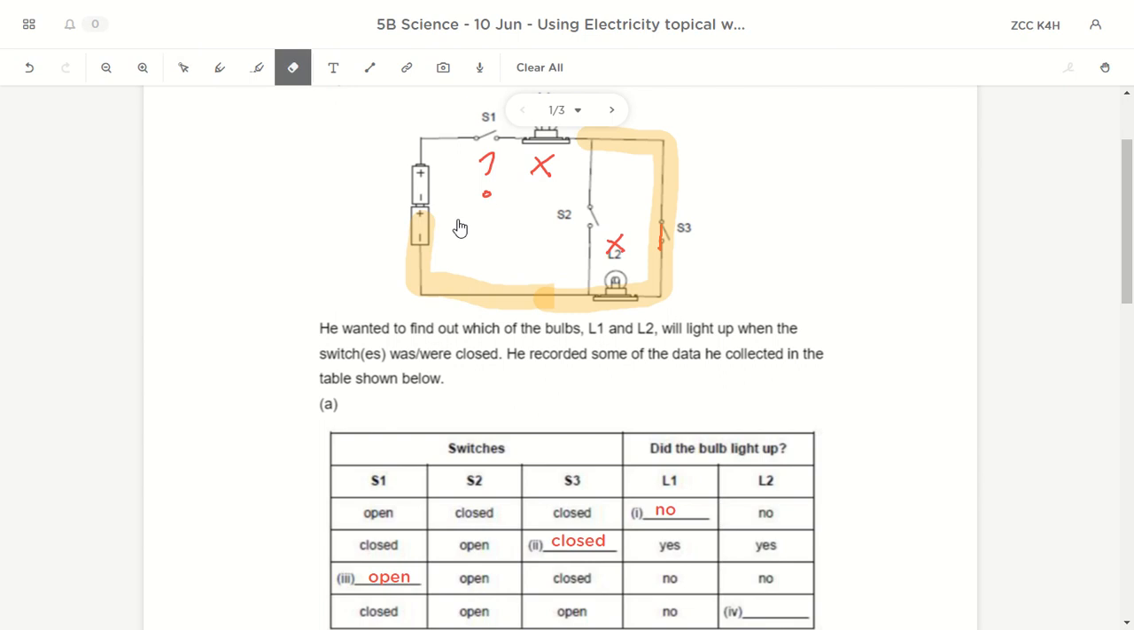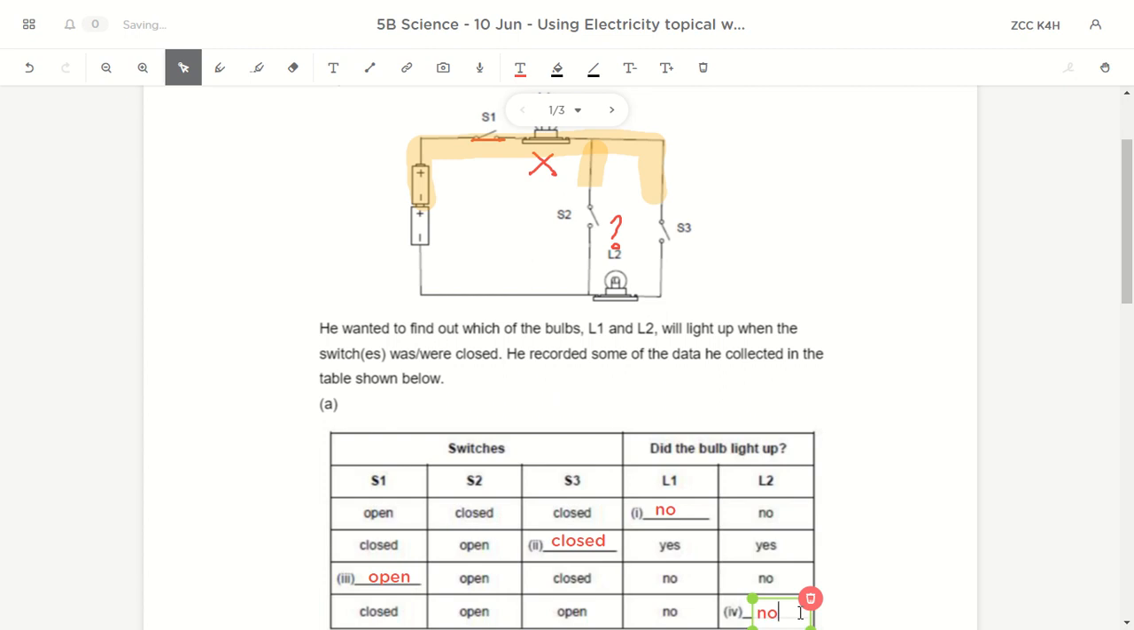Okay, let's go for the last one. We know that S1 is closed, so I'll close S1. I know S2 and S3 are open, and I know L1 did not light up. What about L2? I put a question mark over here. Same thing, trace the electric current flow. It should be able to flow through here. I know S2 is open, so it can't flow through. You realize it can't flow through anything because there is an open circuit. So in this case, both will not light up, so both will be no.